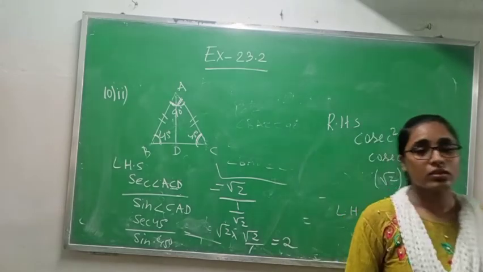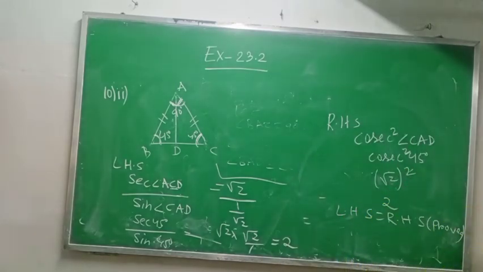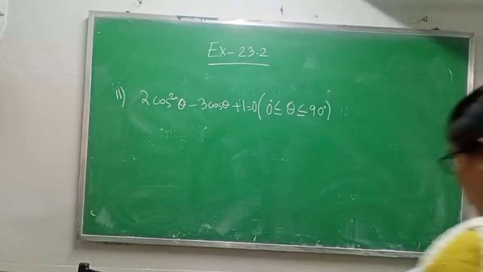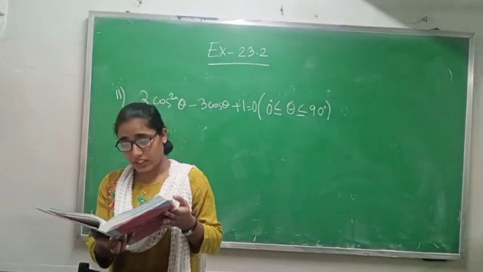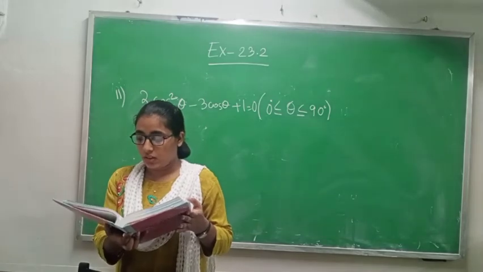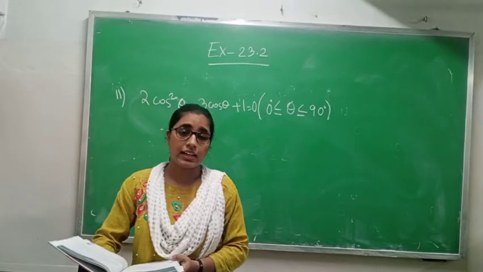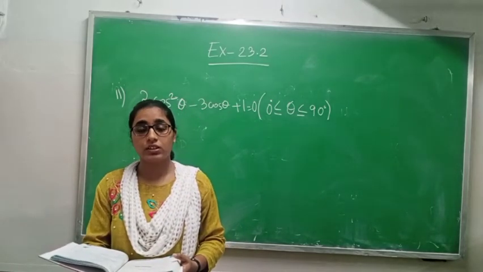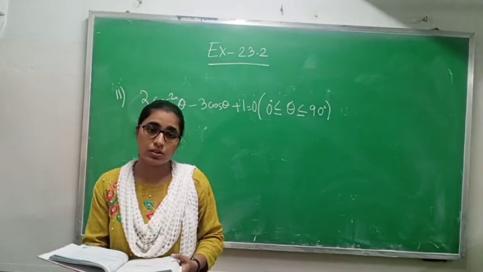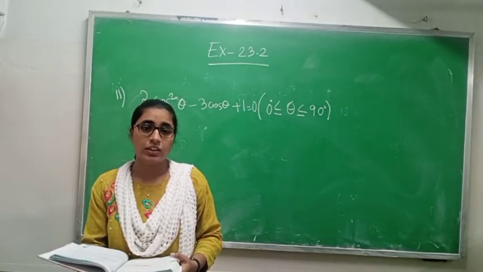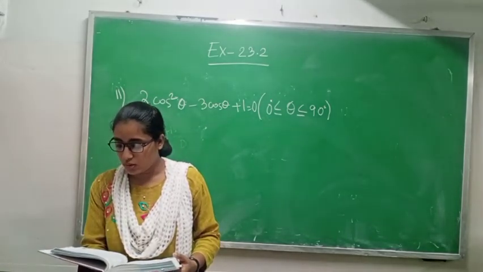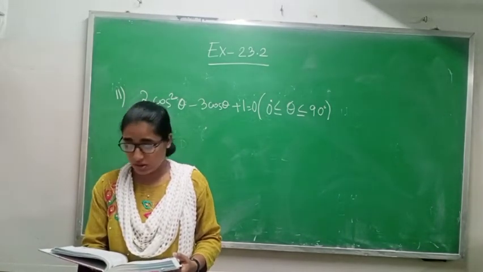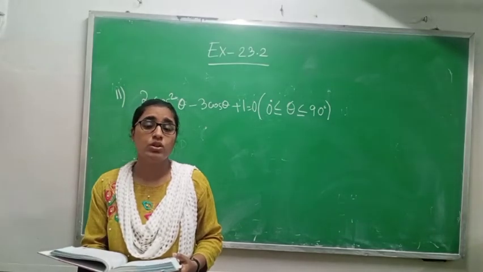Complete this one. Class 10 question number 11. It is given: let us determine the value or values of theta from 0 degree to 90 degree, meaning theta lies between 0 and 90 degrees, not greater than 90 and not less than 0, for which 2 cos square theta minus 3 cos theta plus 1 equals 0.